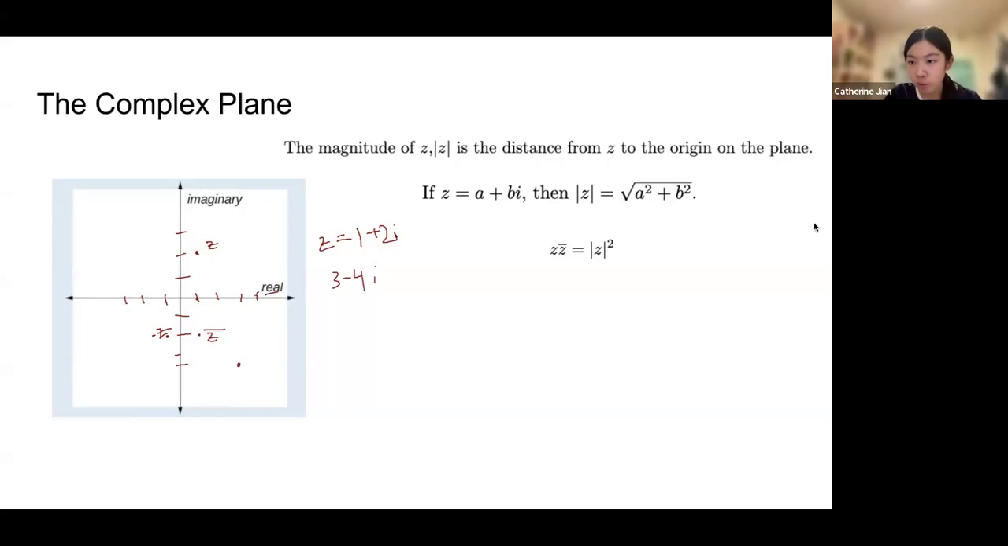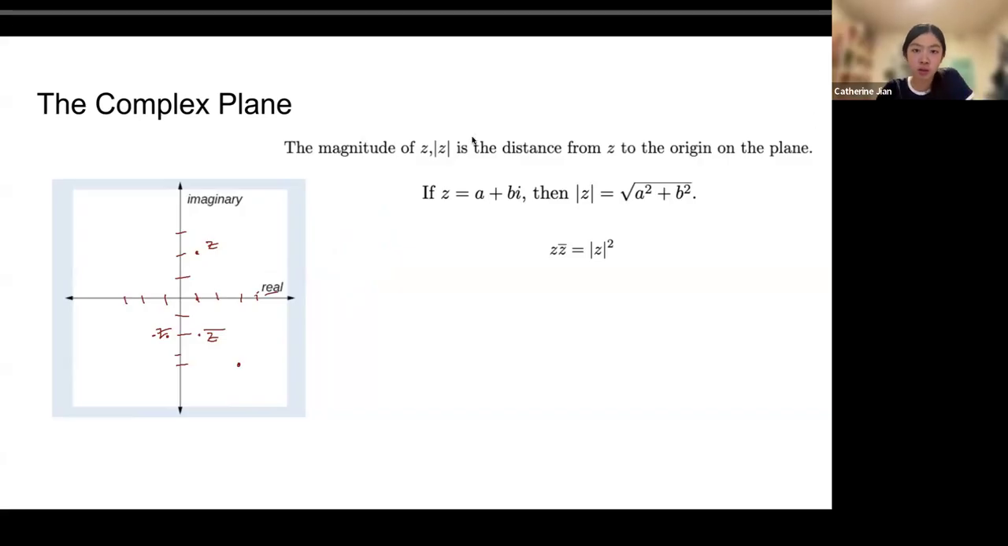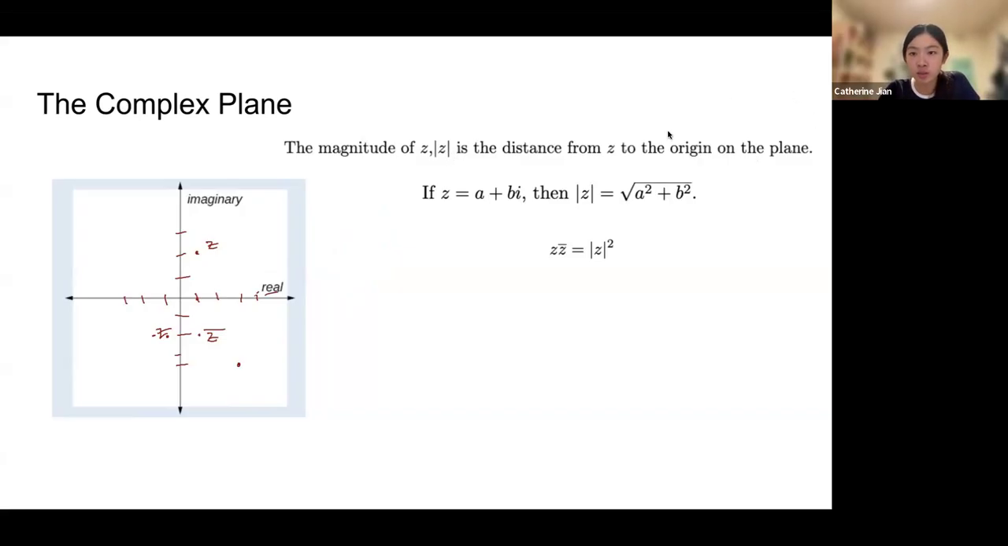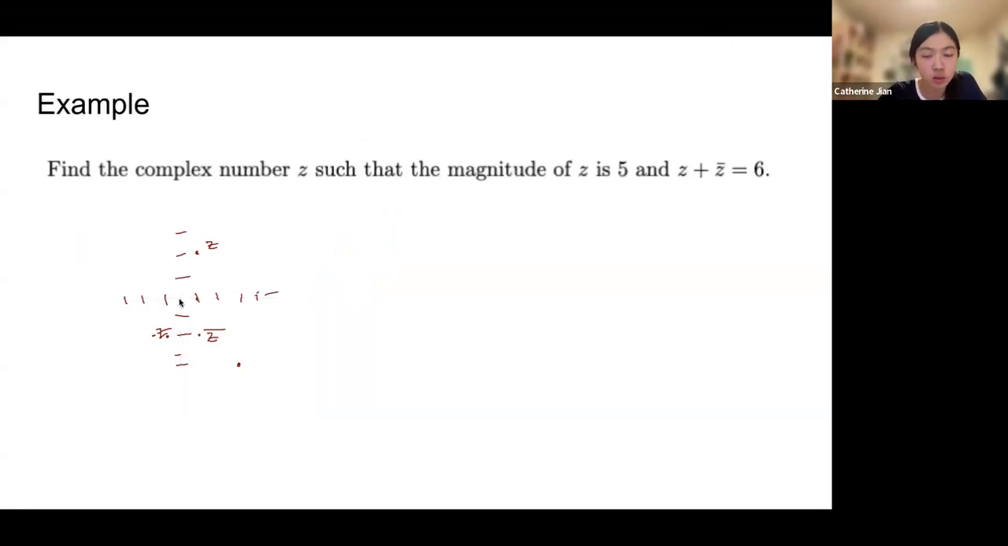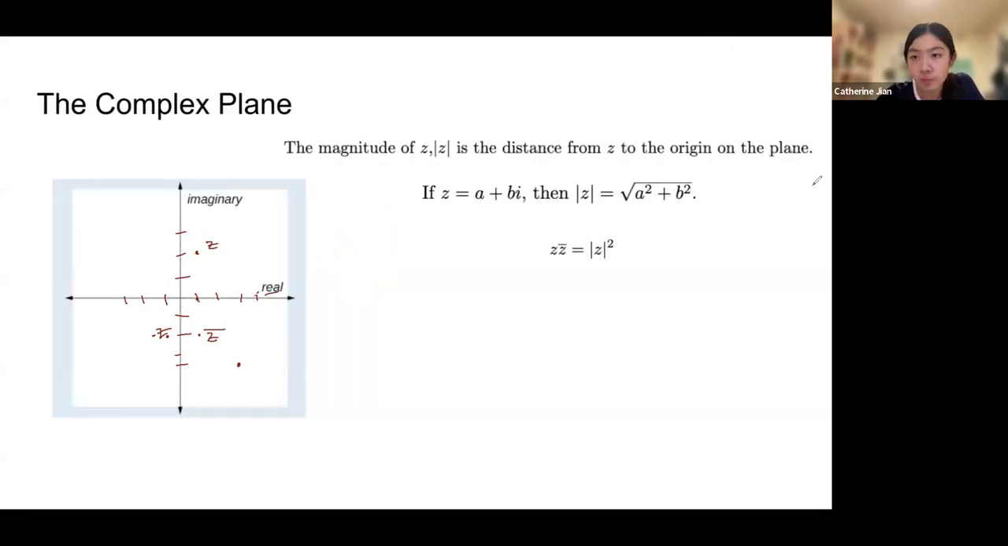Okay, so now we're going to talk about magnitude. The magnitude of c, which people usually denote with the absolute value symbol, is the distance from c to the origin of the plane. Similar to the Cartesian plane, the origin is here at 0, 0. So it's basically just the distance from the origin.